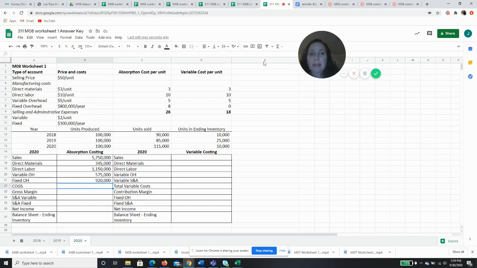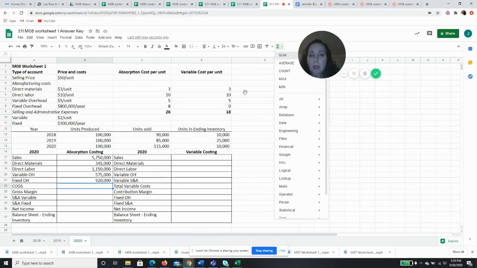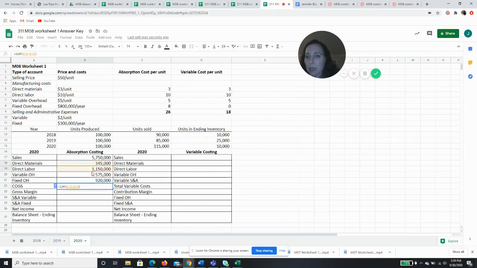All right, so we're going to add these up: our direct materials, direct labor, variable overhead, and fixed overhead, and we get a cost of goods sold of $2,990,000. We subtract that from our sales of $5,750,000, and we get a gross profit of $2,760,000.